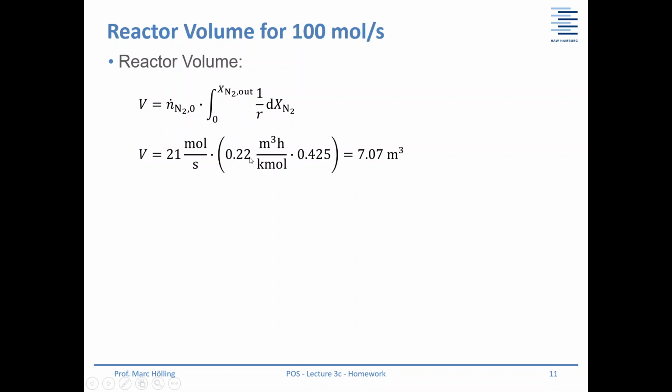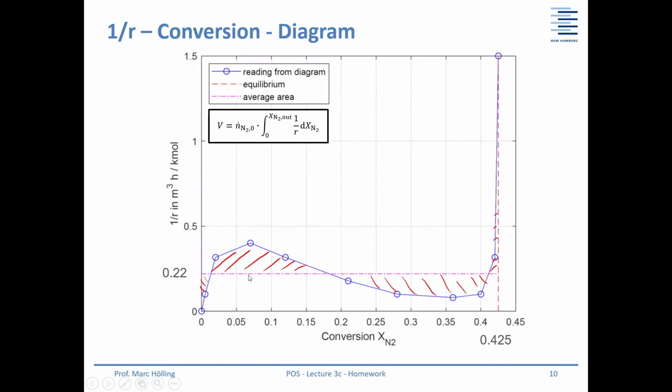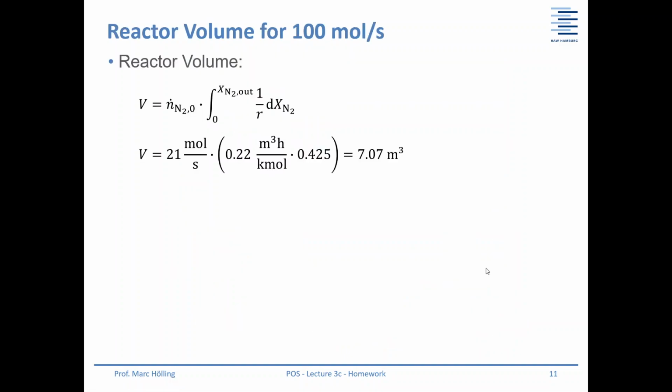The inverted reaction temperature is 22. That's what I found out. So if you wrote 25 or 20, this would also be fine. If you would write down 0.5 or 0.1, I would say no way. This is totally wrong. Okay, and then you will end up with a reactor volume of 7.07 cubic meters.